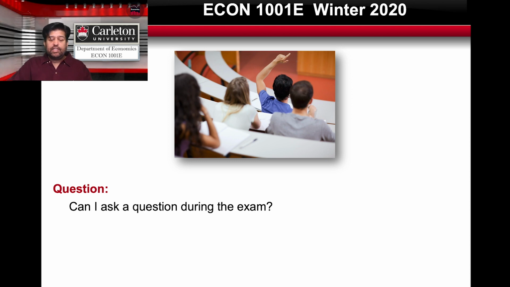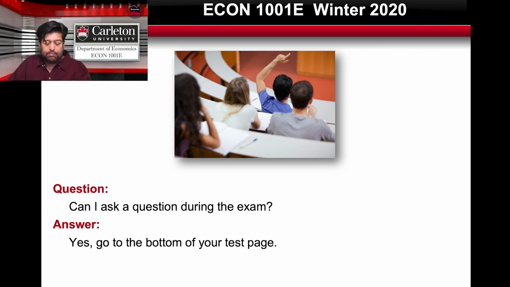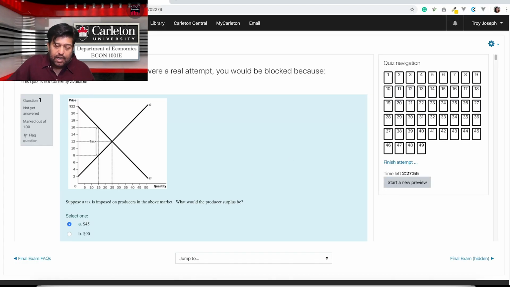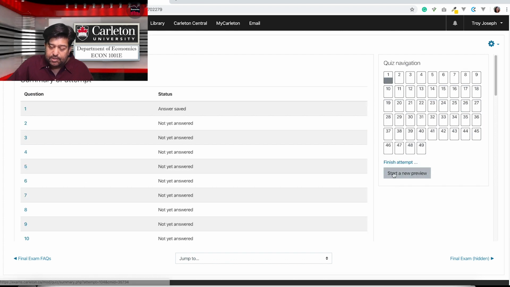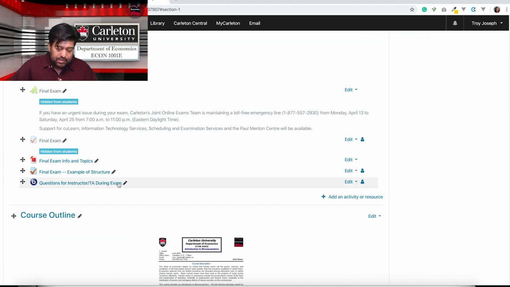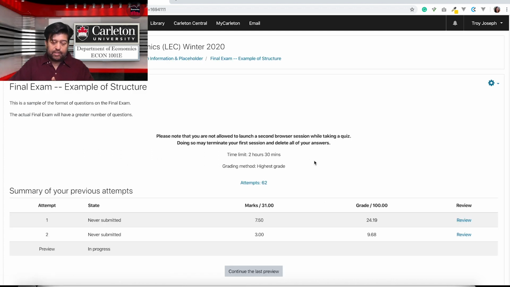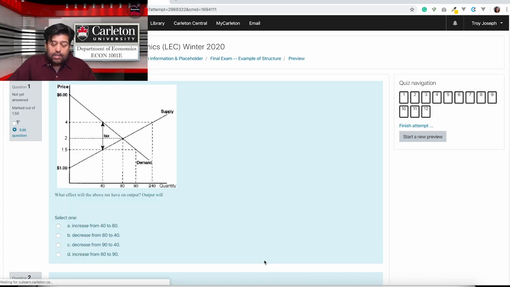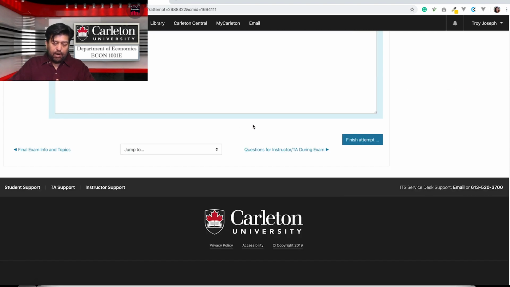If you have a question during the exam, can you ask? Yes. What you'll need to do is go to the bottom of your page. Let me go to the sample exam, which is available to you right now, so you have an idea of what to look for. When you have the exam open, go to the bottom of the page and, if you have a question, click on question for instructor or teaching assistant.